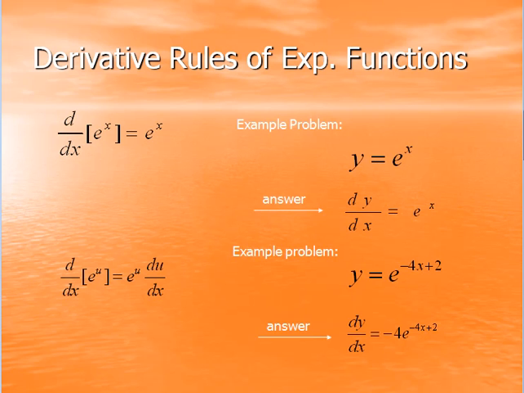Derivative rules of exponential functions. There's a couple of rules that will really help you to take the derivatives of these functions. They're especially helpful when you have e to the x, because e to the x is always just e to the x when you take the derivative. It's no different. However, when you have e to the u, that's when there's an expression in the exponent, not just a single x. So that's a little bit different, and we'll go through that in the next slide.